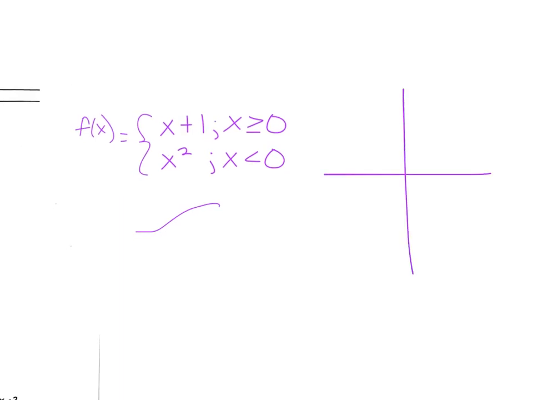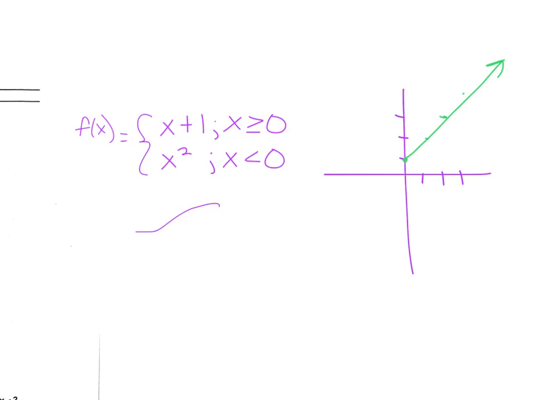When x is greater than or equal to 0, that would be all of the ones to the right side of the y-axis. So it is a line with a y-intercept of 1. And then the slope of the line is positive 1, so you're just going to go up 1 over 1. So it's going to look something like this. All right, so that's whenever x is greater than or equal to 0.